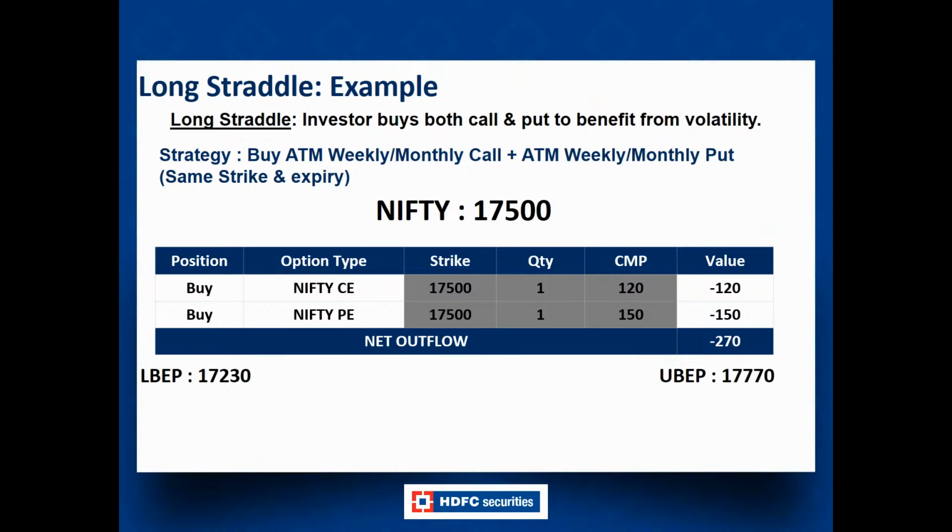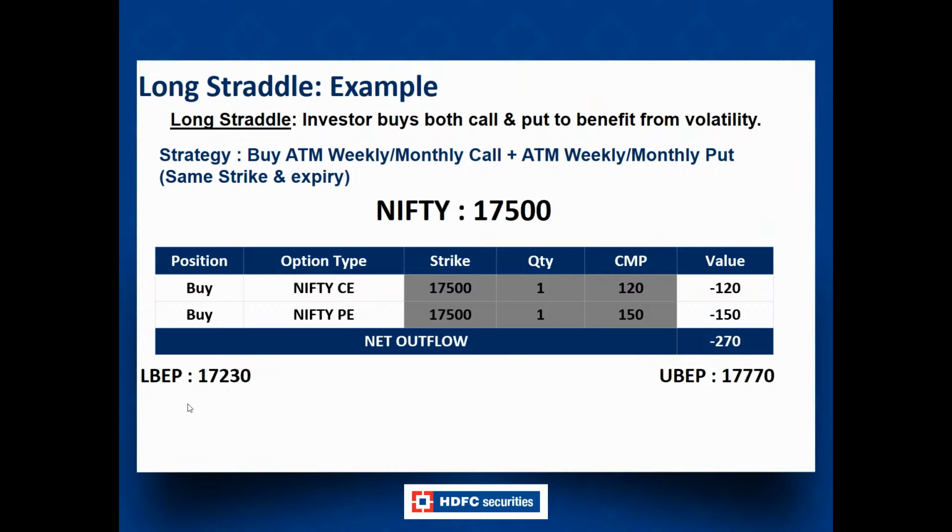So here Nifty is at 17,500. I want to initiate a long straddle, so I'm buying the 17,500 call option at 150, and simultaneously I'm buying the 17,500 put option at 150. The total net premium I'll be paying is 270 rupees. Now, one thing I have to make sure is that from the current level, Nifty should show more than 270 points movement in either direction, either on the upside or on the downside, for my strategy to be profitable.